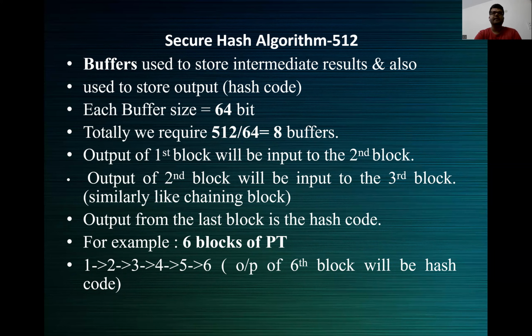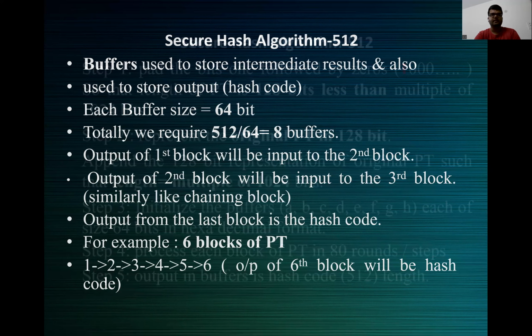The output of the first block will be the input to the second block, and the output of the second block will be the input to the third block, similarly like a chaining block. The output from the last block is the hash code. For example, with 6 blocks of plain text: 1, 2, 3, 4, 5, 6, the output of the 6th block will be the hash code.